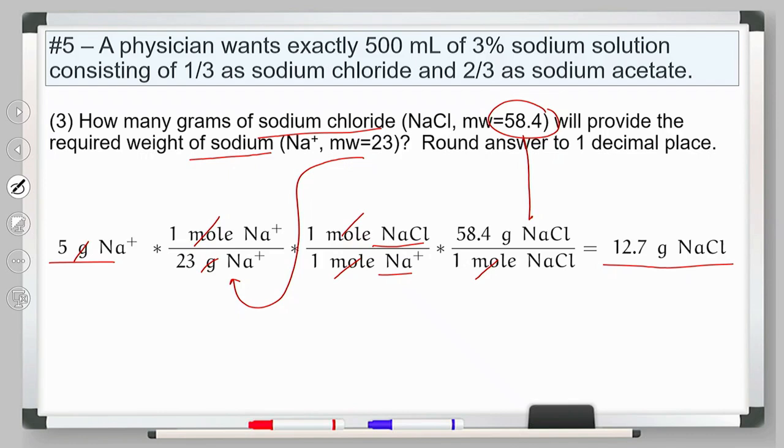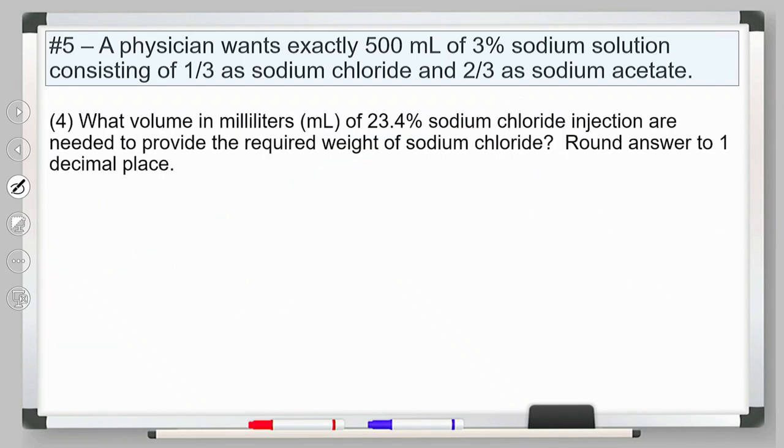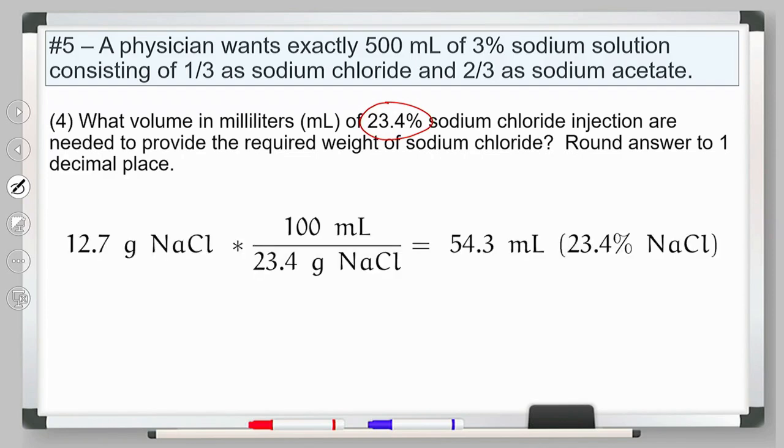All right? Now I have a target. That's the target of sodium chloride that provides what I want, which is 5 grams of sodium. So let's go forward with this and figure out how we are going to get that. We are going to use a 23.4% solution to give us that amount of sodium chloride. This is going back to the last unit. These are easy questions.